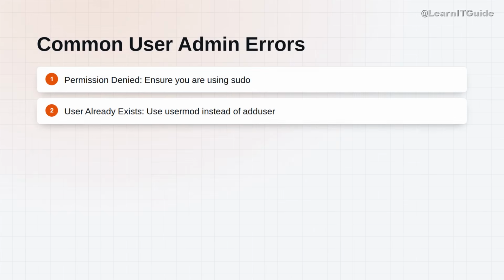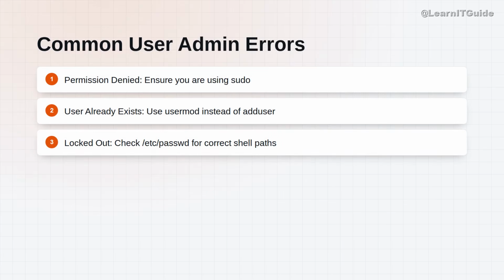The first issue you will hit is permission denied. This means your current user does not have the necessary rights, so prefix your commands with sudo. Second, if you get an error saying the user already exists, do not try to recreate the user. Use the usermod command to update the existing account instead. Finally, if a user is locked out, you likely entered an invalid shell path in the configuration file. Use a live CD or recovery console to fix the path in the password database.